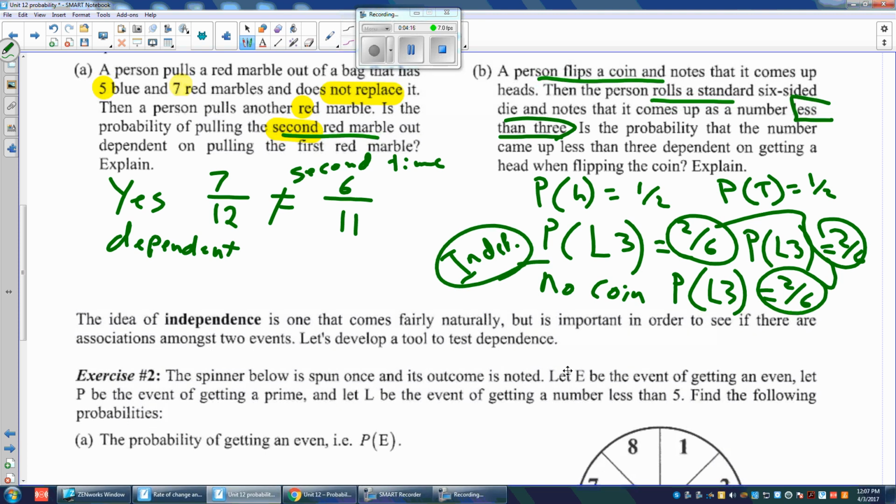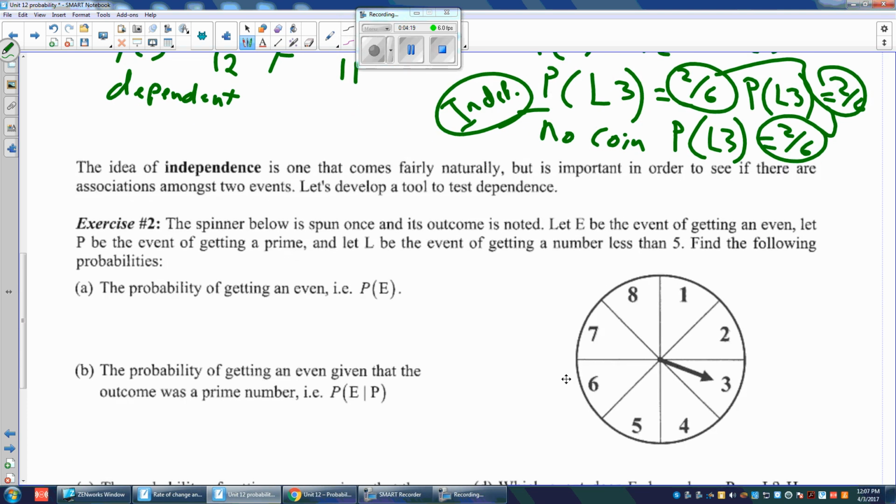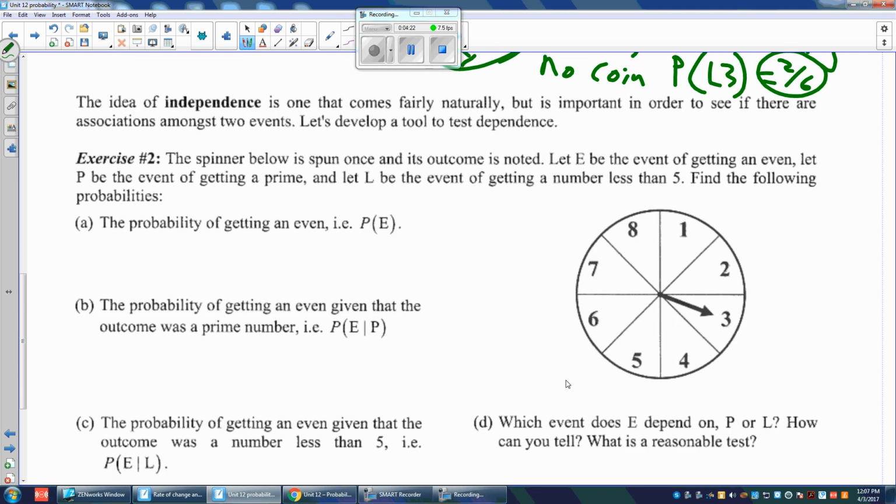The idea of independence is one that comes fairly naturally, naturally for some people. But it's important in order to see if there are associations among two events. An association, a relationship. Let's develop a tool to test dependence.